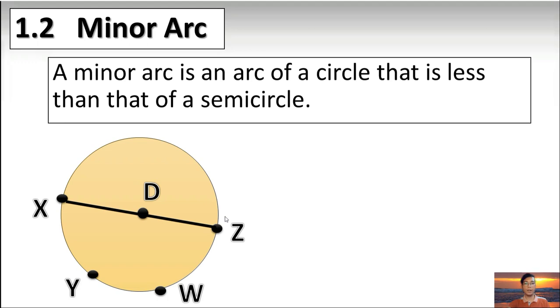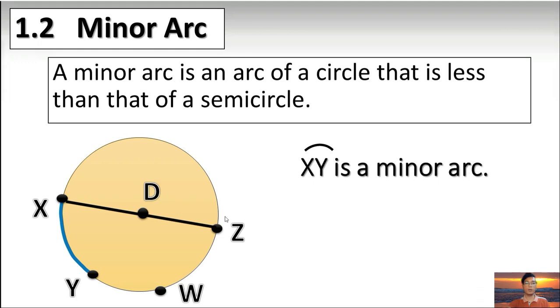A minor arc is an arc of a circle that is less than that of a semicircle. So, mas less siya sa ating semicircle. For example, what's the name of that arc? Ayan. Arc XY or arc YX is a minor arc. Ito po yung arc XY. Ayan. Wala pa siya sa kalahati. And notice na sa minor arcs, ang ginagamit ay dalawang letters lamang.